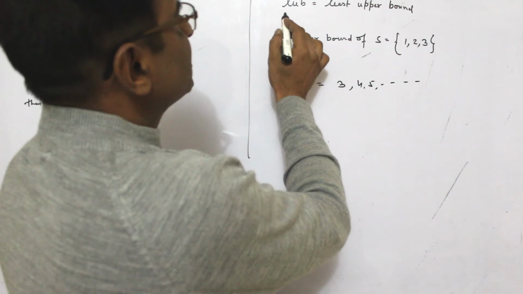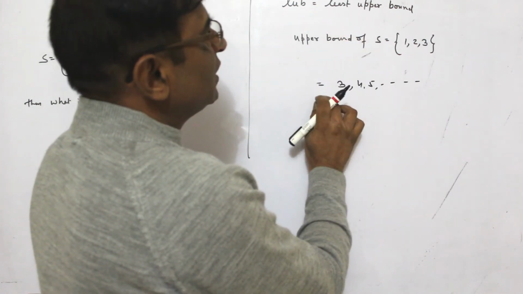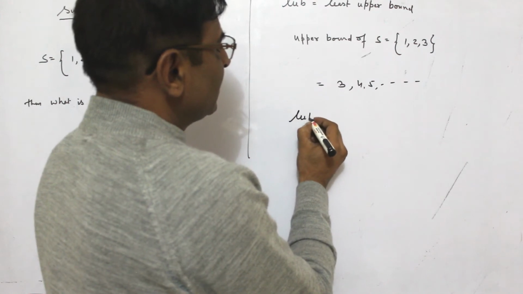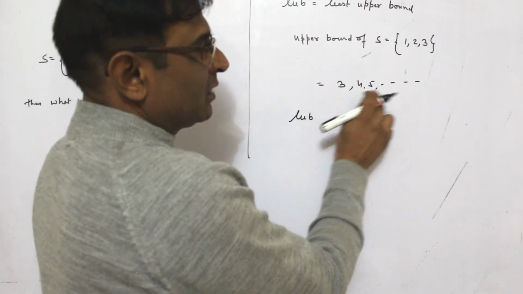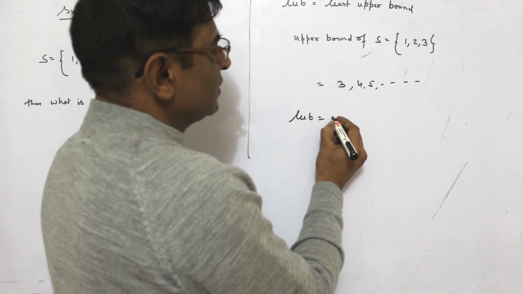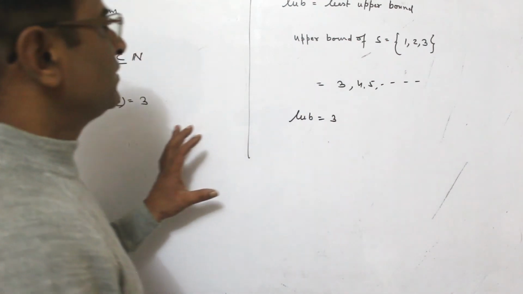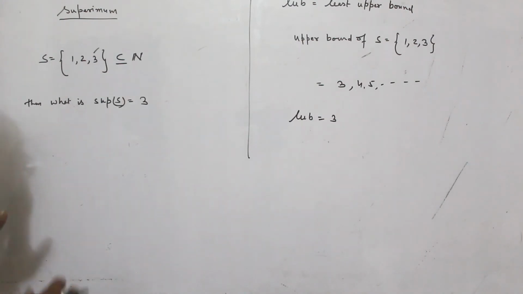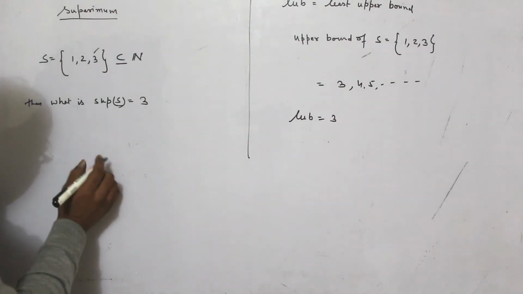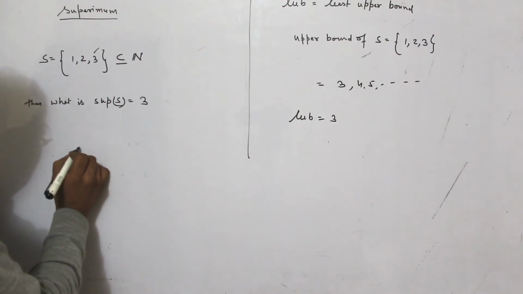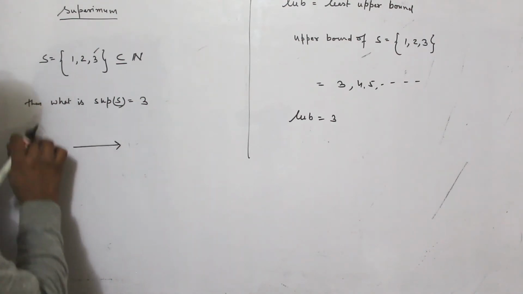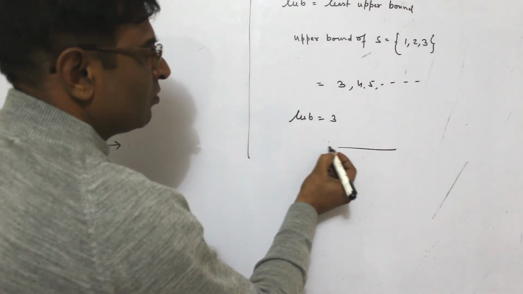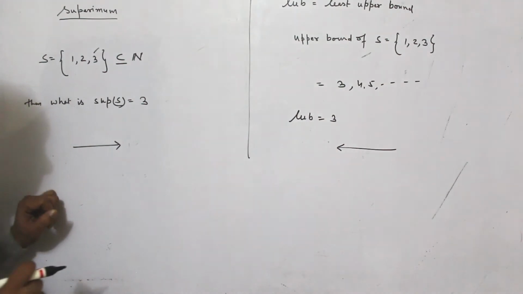Now our question is least upper bound. So these are the upper bounds, and then easily you can say the least element among the upper bounds is 3. So the least upper bound and supremum are the same thing, but for supremum we go from left to right, and for least upper bound we come from right to left.